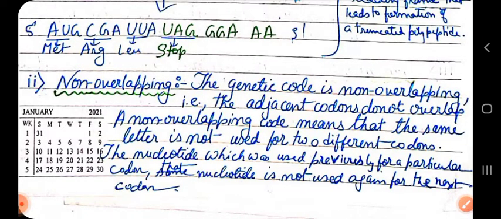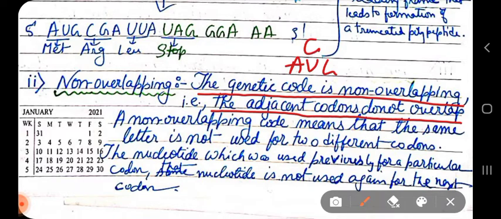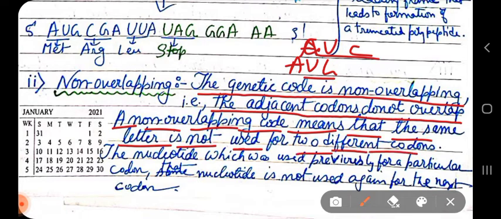Well, the genetic code is non-overlapping. That means the codons do not overlap each other, like this: AUG, GC, AUC. Not like this. A non-overlapping code means that the same letter is not used twice for two different codons. So it is saying in a simple way that the genetic code is non-overlapping.